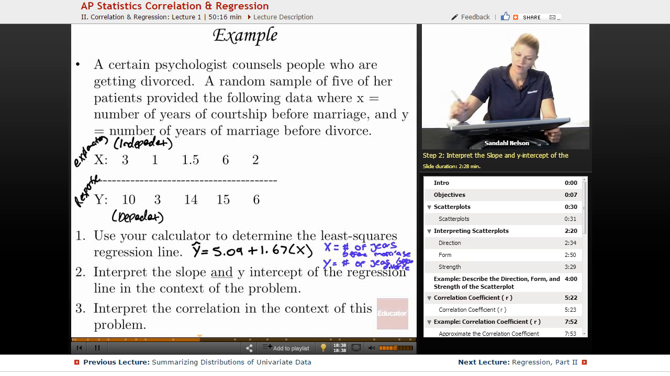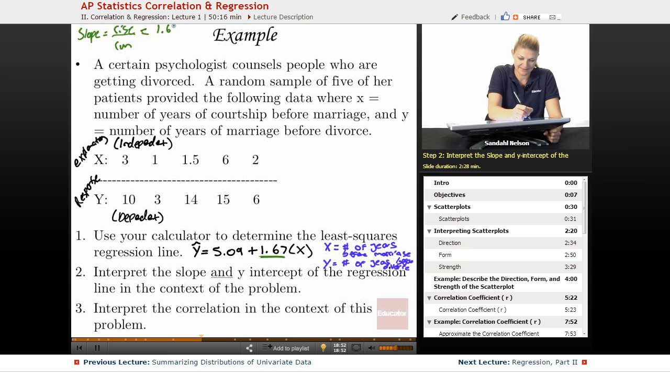Perfect. So now you'll interpret the slope and the y-intercept of the regression line in the context of this problem. Okay, so let's just remember that a slope is rise over run. So it's easy to think about your slope as being 1.67 over 1. So what that means is our run is 1 and our rise is 1.67. So for every 1 that we run over in the x direction, we rise by 1.67 in the y direction.